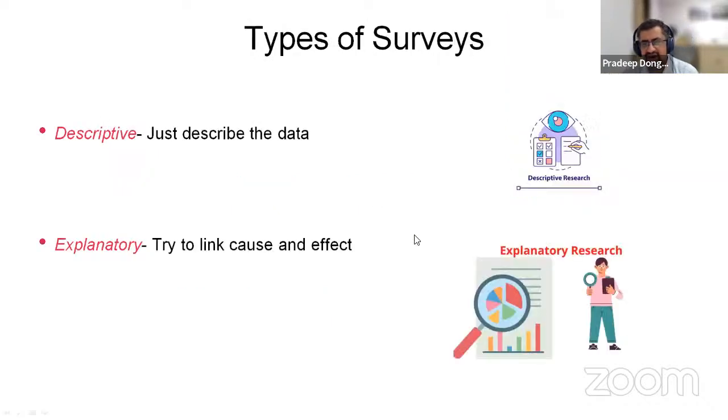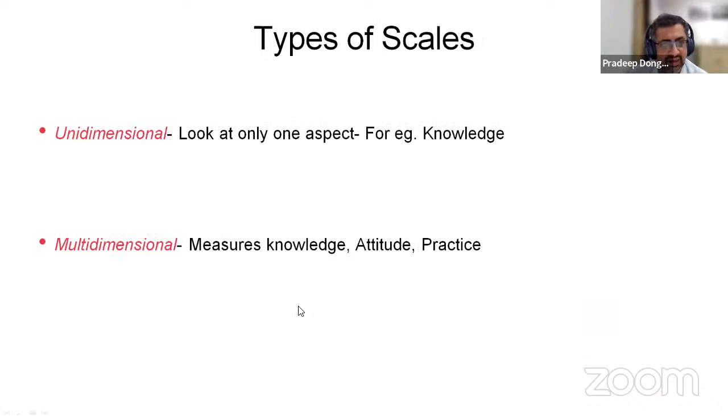I'll just give you an overview of the types of surveys. There are two kinds of surveys: descriptive survey and explanatory survey. Descriptive survey, you just describe the data that you collect. For example, you just give the percentages of the number of people who know about artificial intelligence. Explanatory surveys are when you try to link a cause and an effect. For example, you group the people into different age groups and say these many people had more knowledge compared to this age group. This kind of survey would be an explanatory survey, right?